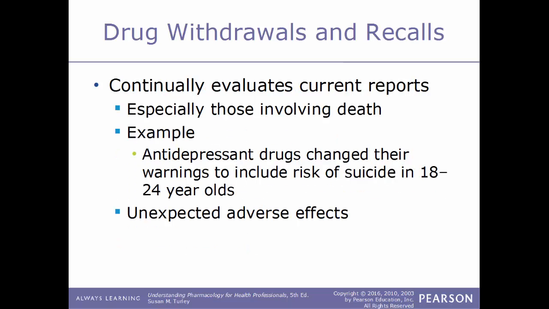So a drug is continually evaluated for effectiveness even after its approval, and especially those drugs that include death. For example, antidepressant drugs had to change their warnings to include the risk of suicide in 18 to 24-year-olds. That wasn't in the initial approval process because it wasn't known until after the drug had been approved. So you have to go back and reissue new, clearer warnings based on the new information that is available.